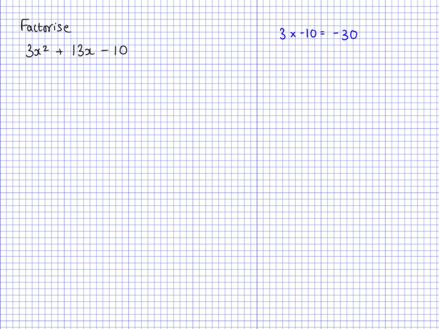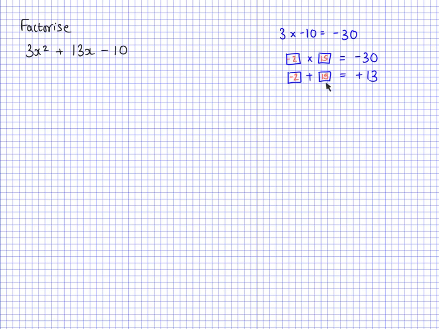So I need two numbers, let me write it like this. Two numbers, I'm going to represent them with boxes. When I multiply them, it should give me negative 30. And when I add them, it should give me positive 13. Now I can see that those two numbers will be negative 2 and positive 15. So negative 2 and positive 15 together, if I was to add them, I would get positive 13. And if I multiply them, I do actually get negative 30. So these are my two numbers.